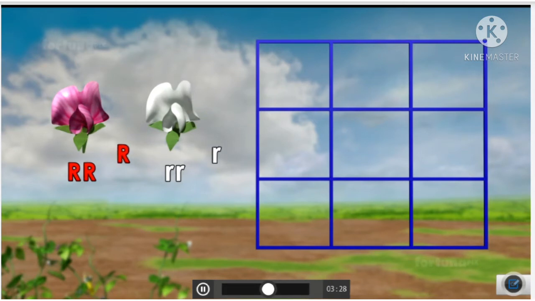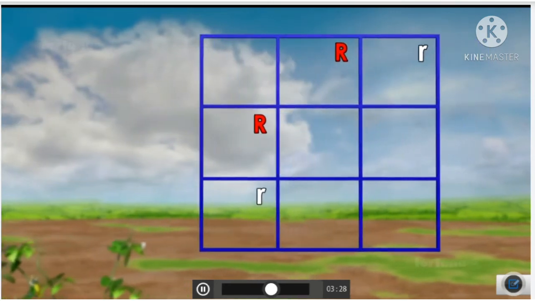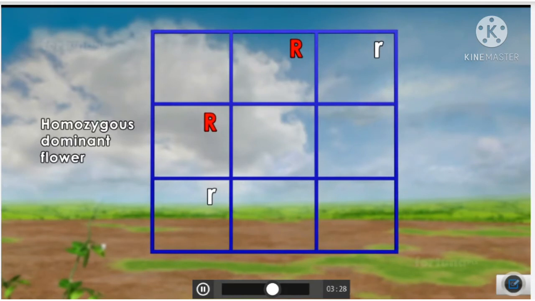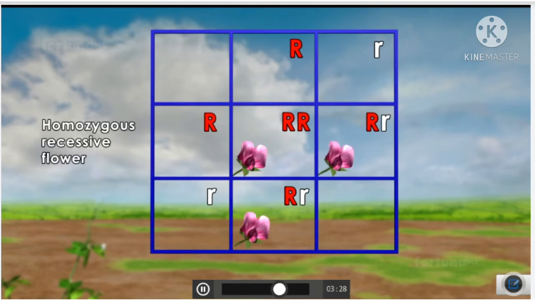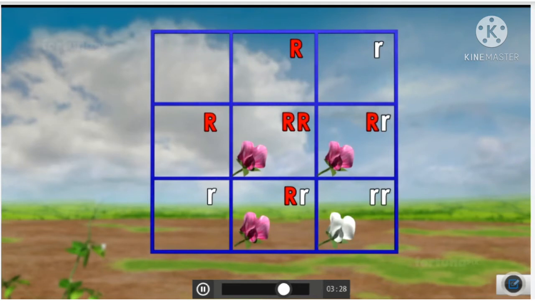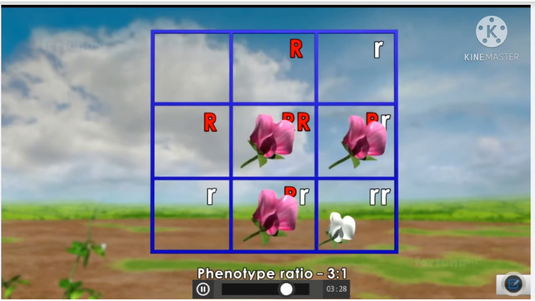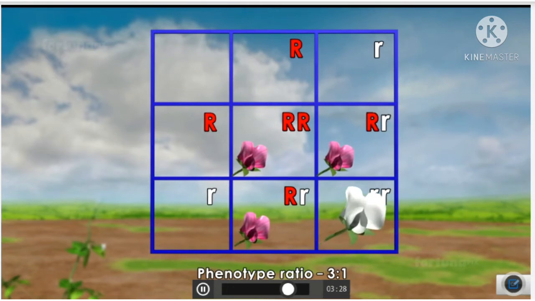Now we'll write the gametes both horizontally and vertically so that we can determine the possible phenotype, or external characteristics. For a homozygous dominant flower, the genotype would be capital R capital R, a combination that will produce a red flower. If it is a heterozygous flower, the genotype would be capital R lowercase r, and the flower it produces would also be red. However, if it is a homozygous recessive flower, the genotype would be lowercase r lowercase r, and the resulting flower would be white. This phenotype gives us a ratio of 3:1, meaning three offspring produce red flowers for every one offspring that produces white flowers.